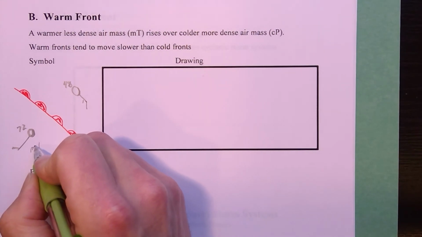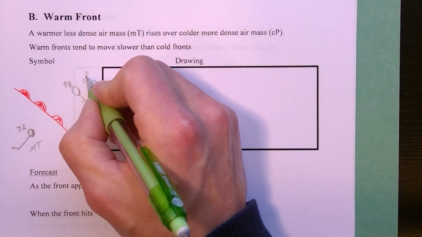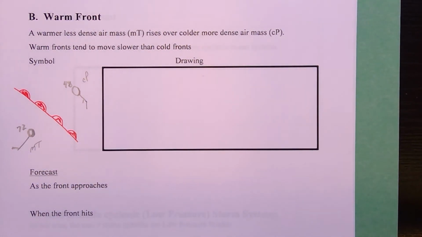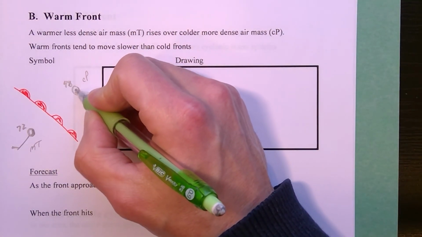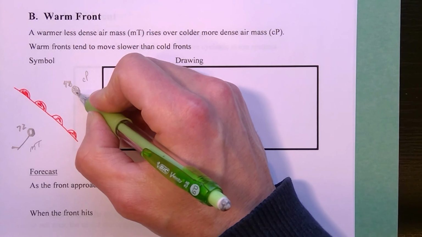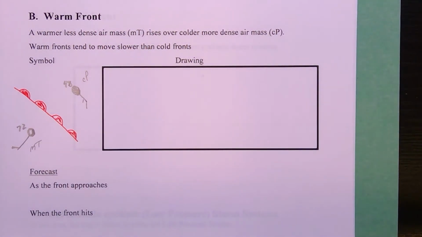So you've got a maritime tropical air mass pushing into a continental polar air mass. One of the things that we'll see is the precipitation and the cloud cover is usually out ahead of the warm front. It rained at and slightly behind a cold front, but here with a warm front, the rain is definitely going to be preceding or ahead of a warm front.